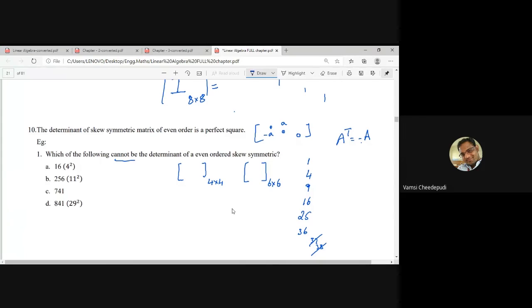Sir, the even order is a perfect square, sir. 16 is a perfect square, sir, because 16 is equal to 4 square. And 841 is a perfect square, sir. It is 29 square. And 256 is also a perfect square, sir. It is 16 square. But when I take 741, 741 is not a perfect square. I cannot express 741 as x square. So that will be my answer. C is the correct answer.